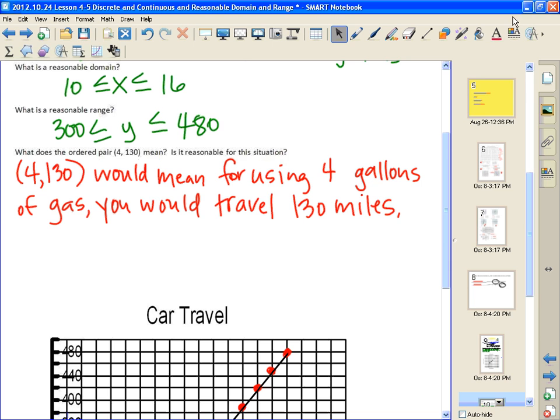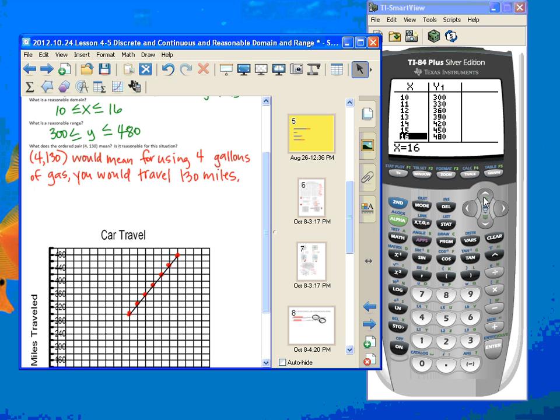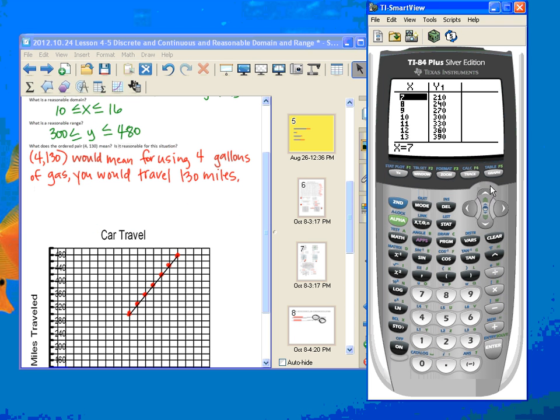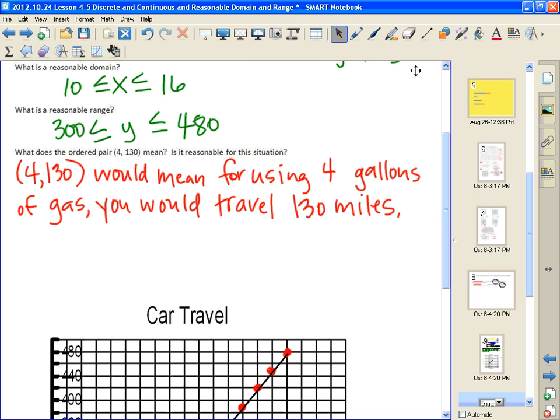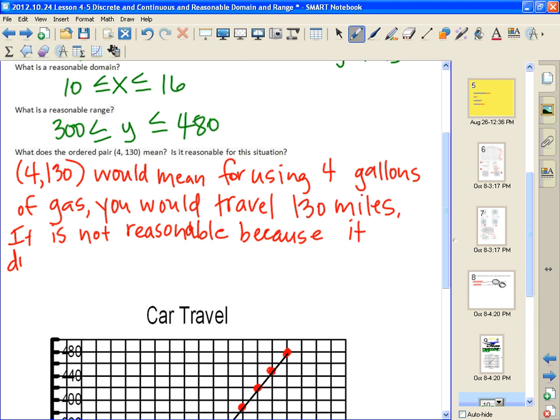So I'm going to look over here and make sure that that point is in my table. So I'm going to go to 4. And I can look and see it should be 120. So that point's not even on the table, which means that it doesn't even fit the function. So to answer my question, is it reasonable? I would say it is not reasonable because it does not fit the function.